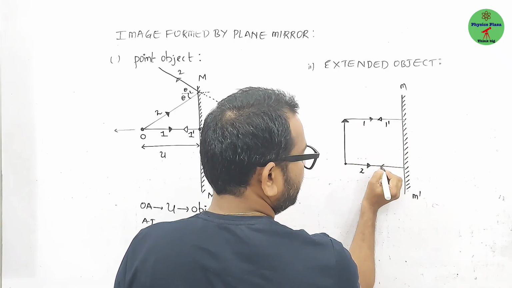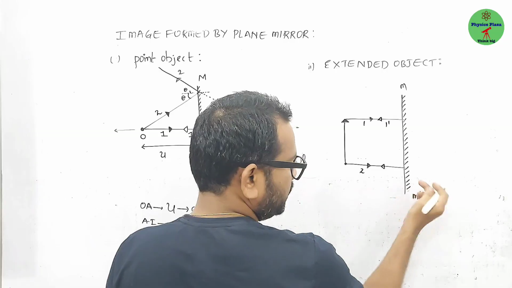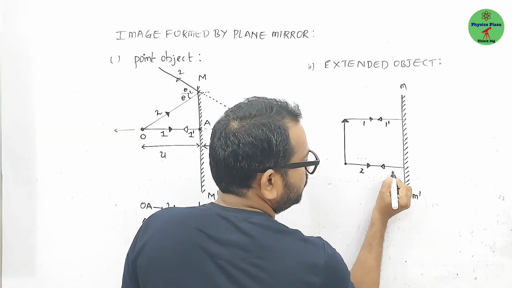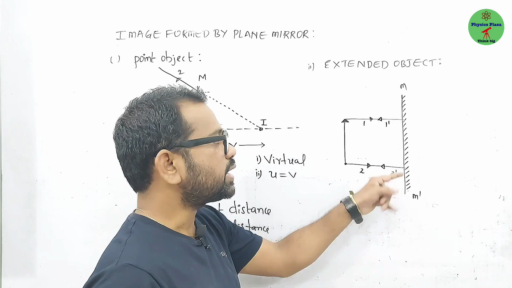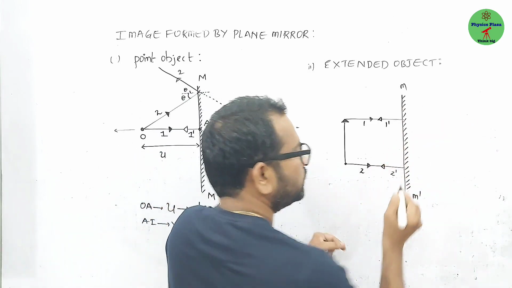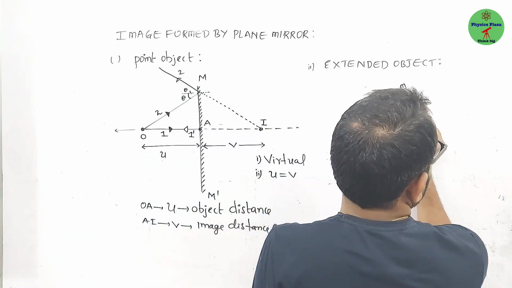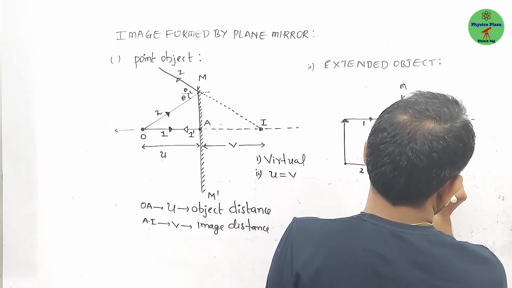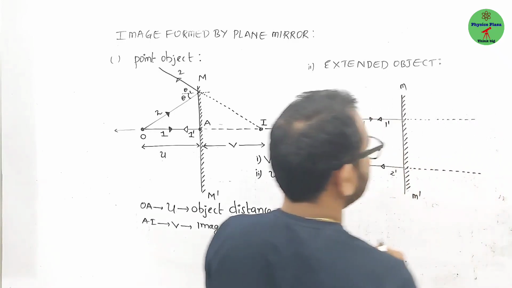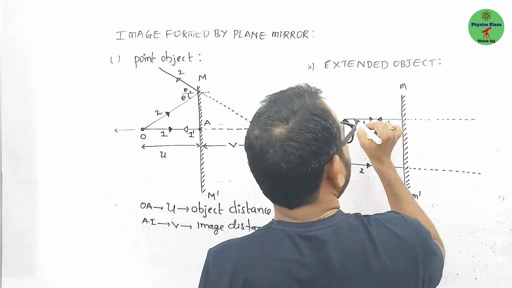And here also light will get bounced back. Light will get reflected back. So it is 2 dash. But these two light rays appear as if they are coming from behind the mirror. That's fine. Now let us take two more light rays.